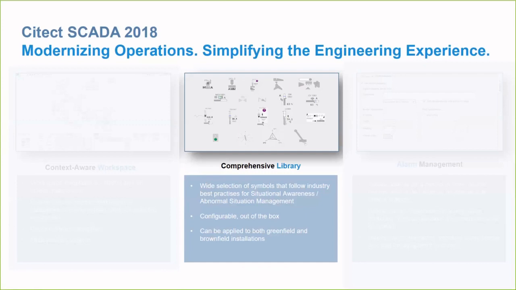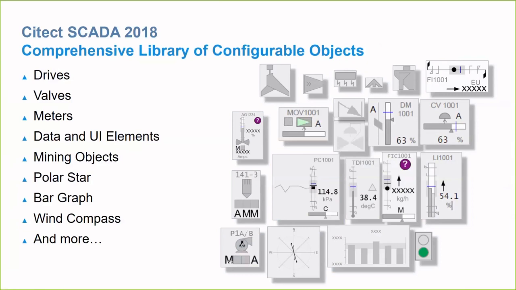If we now take a look at the comprehensive library, Citect has continued to add to their already existing library to provide these situational awareness objects, some of which are shown here. So even though we have maybe 12 or so different types, meters, valves, polar stars, there are different combinations within each of those that would suit 80% of pretty much any type of instrument or motor that you'd be looking to use.